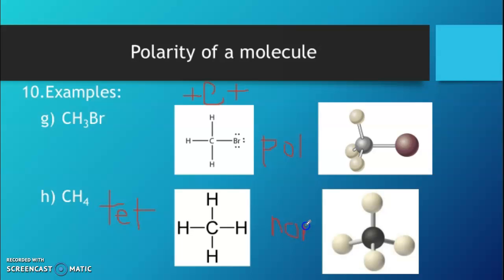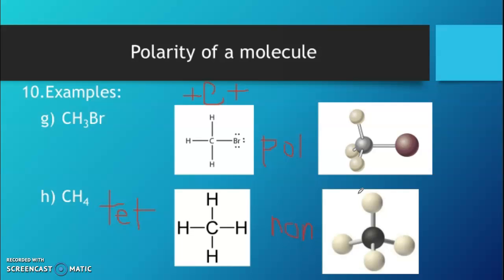You can look at these two examples, this one down here versus this one here, and you can see this one definitely isn't symmetrical. If we cut it this way, this weird one that's huge over here sticks out. But this one, if we cut it a bunch of different ways, we'd be able to get symmetry. So the difference between polar and nonpolar, of course, is symmetrical versus not symmetrical.